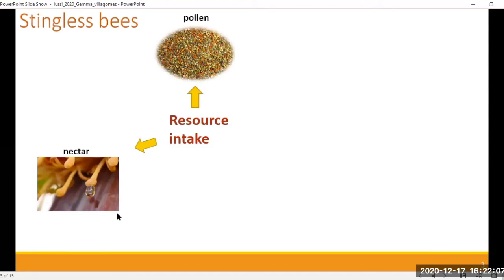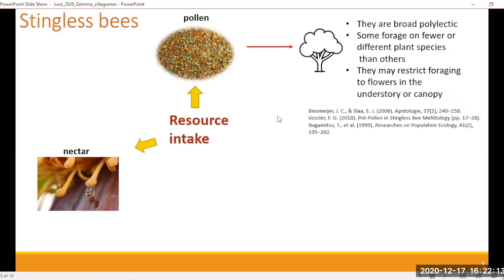Stingless bees, as other bees, collect nectar to get the energy, like carbohydrates. They also collect the pollen to get fats and proteins. And the pollen comes from the plants, but we still don't know. The bees seem to be polylectic, so they visit different plants to get the pollen.